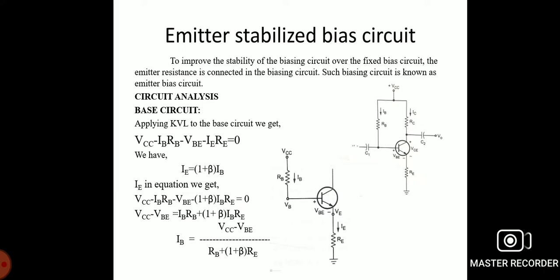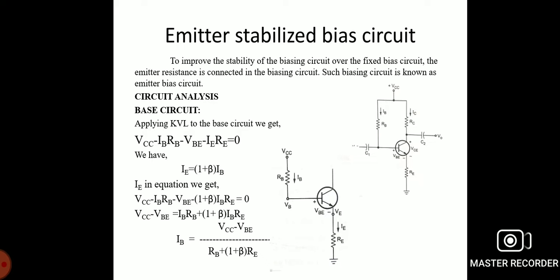In this lecture, EC8351, Electronic Circuits 1, Department of Electronics and Communication Engineering. In the previous session, we discussed the various biasing of BJT, like fixed biasing mode and voltage divider biasing mode. So today we are going to discuss the emitter stabilized bias circuits.